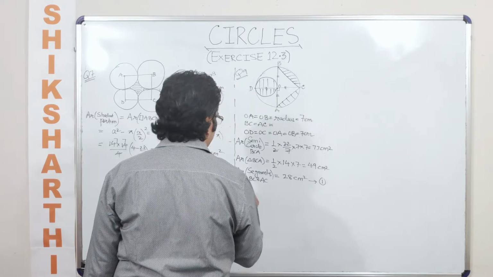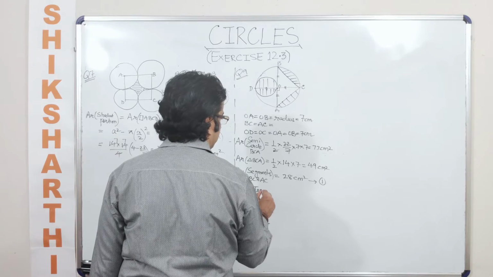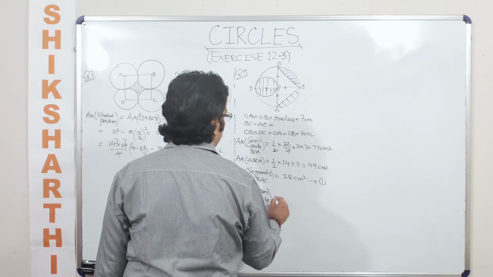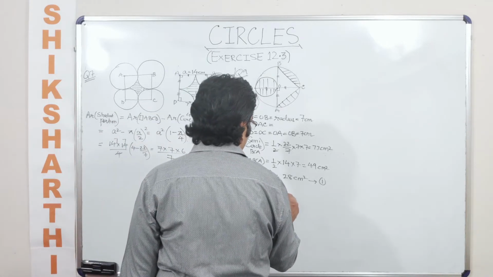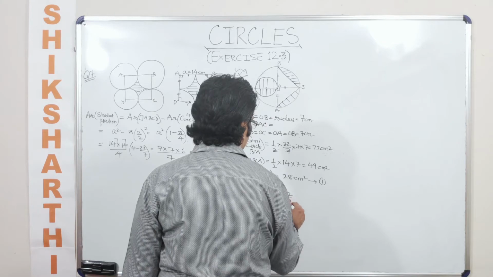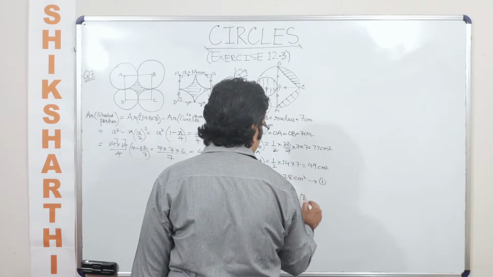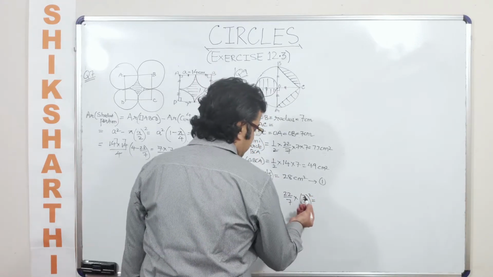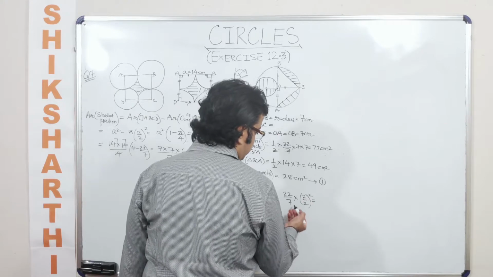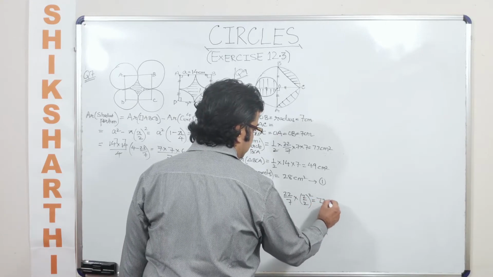And then if you are able to find out the area of the inner circle, the area of the inner circle is pi, which is 22 by 7 into r square. So r square here is 7 by 2 whole square, which can be written as 7 into 7 divided by 2 into 2. So which is eventually 77 divided by 2 centimeter square.